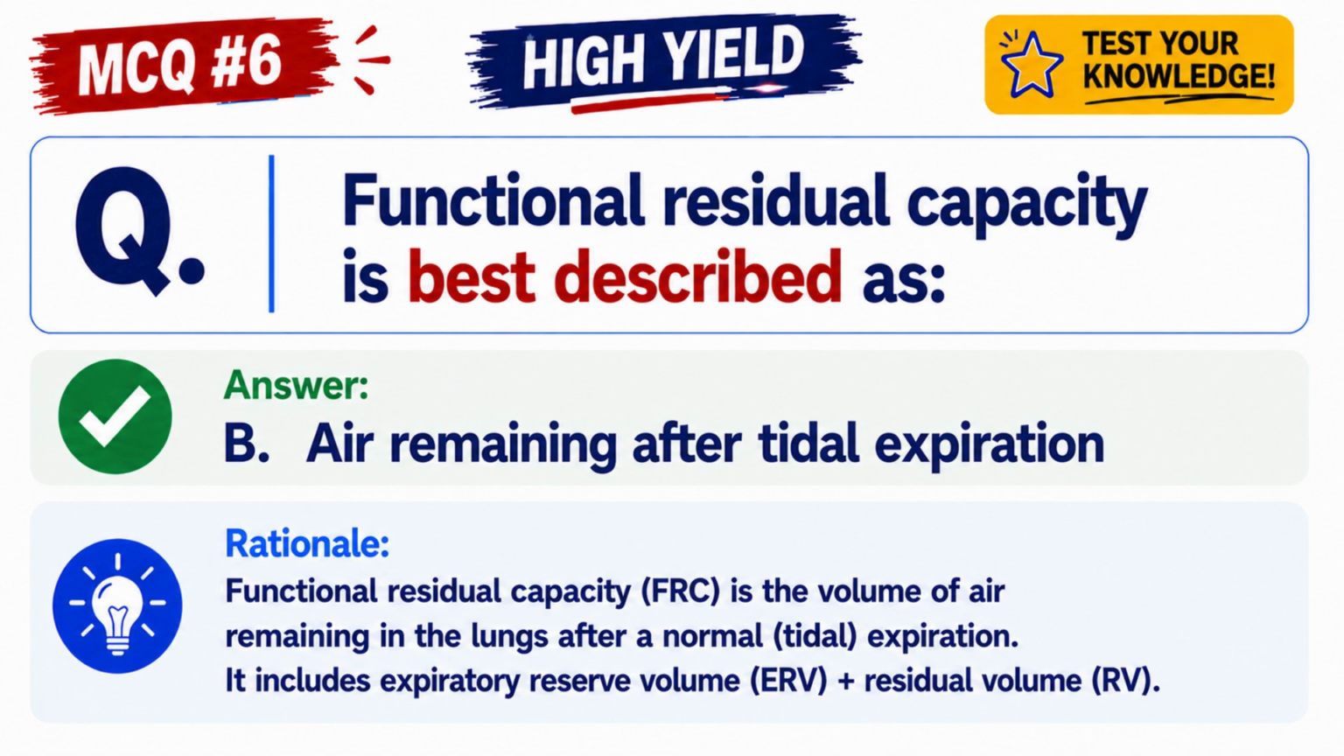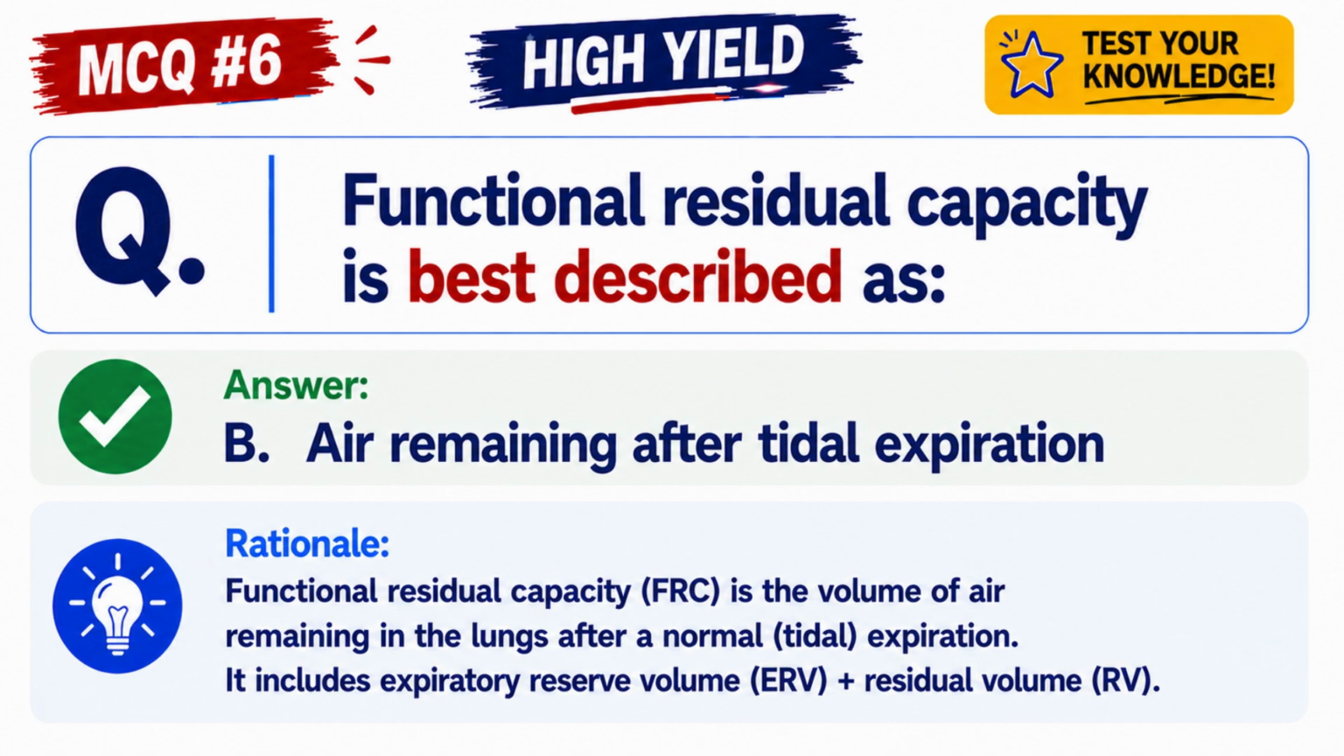Here's why. Functional residual capacity, FRC, is the volume of air remaining in the lungs at the end of a normal passive tidal exhalation. Not maximal exhalation, not maximal inhalation, just normal relaxed breathing, end of a normal breath out. The word functional is key here. FRC represents the resting equilibrium point of the respiratory system, the point at which the inward elastic recoil of the lungs exactly balances the outward recoil of the chest wall. No active muscle contraction, just passive equilibrium.